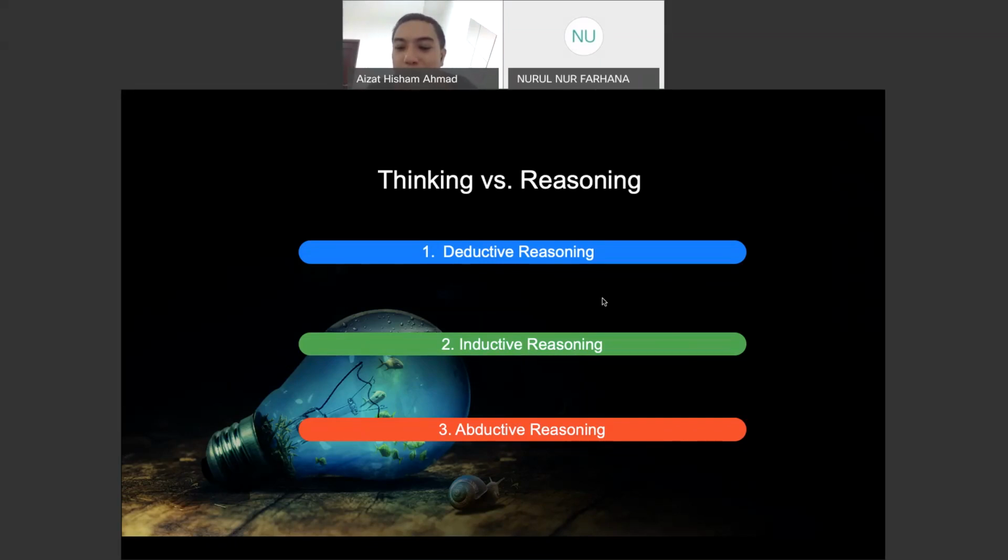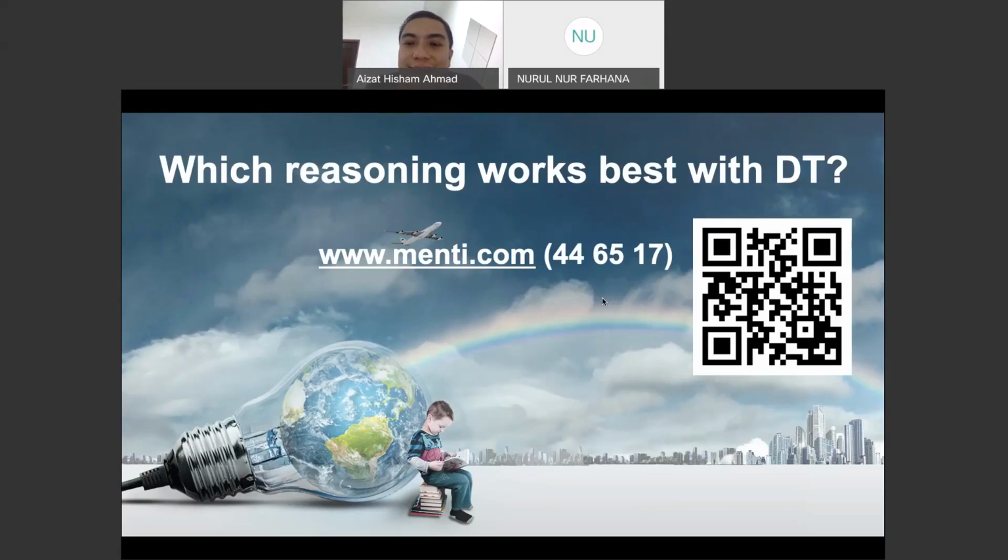Hopefully you have understood what reasoning is, because now we're going to go through an activity. Scan the QR code, or if you are on your laptop, you can type in menti.com and then type in the code, 446517.